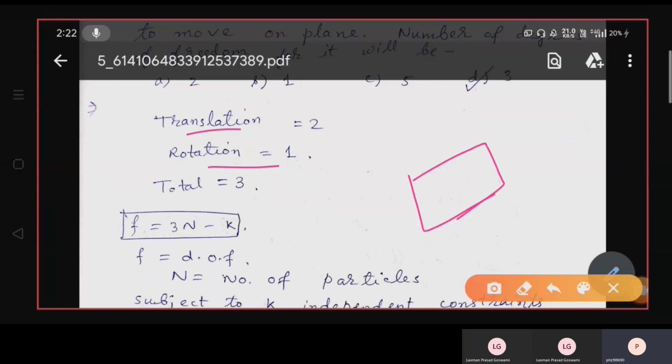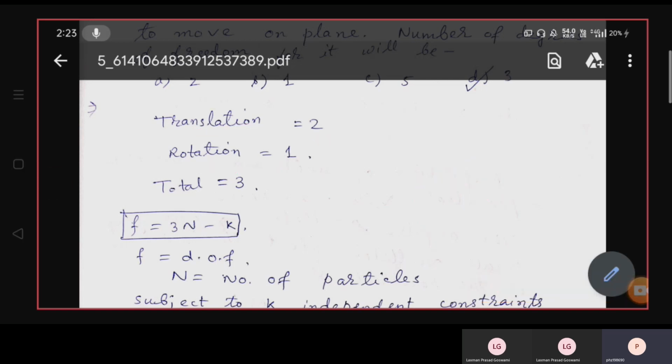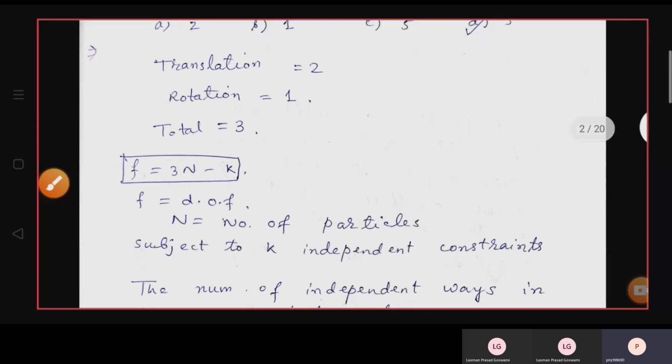Suppose you have a plane here on the screen and you have a rigid body in that plane. Suppose there is a ball. The ball can move along the x direction, the ball can move along the y direction, and the ball can also rotate. The rotation is in the xy plane. So the rotation is 1 degree of freedom and the translational degrees of freedom is 2. So in total it will have 3 degrees of freedom.